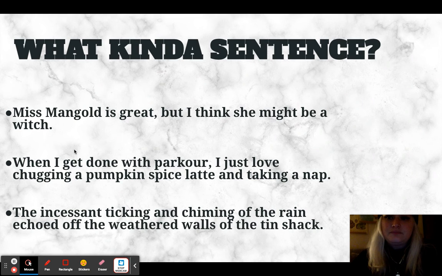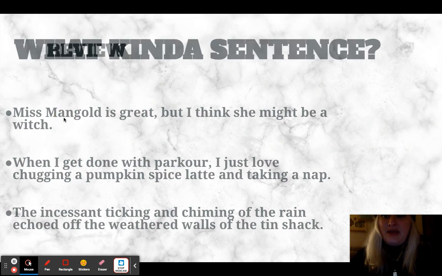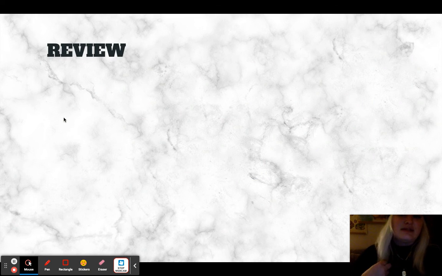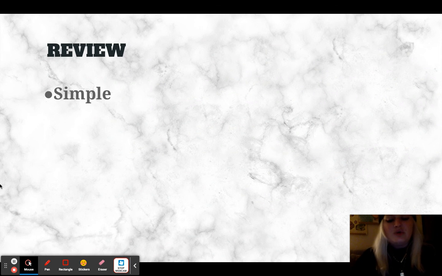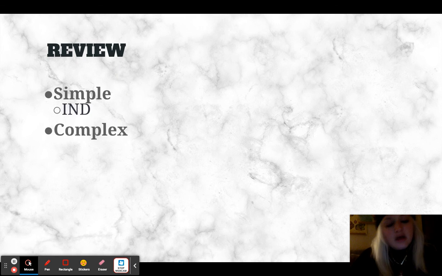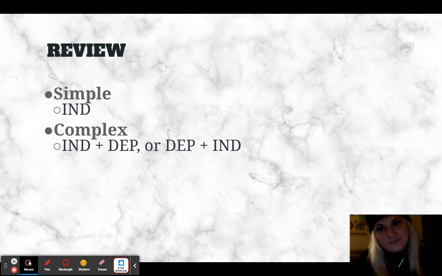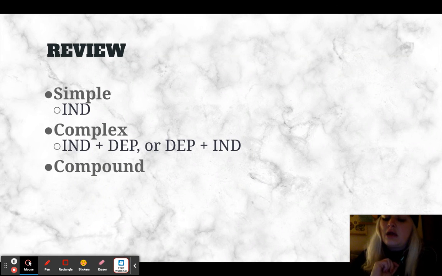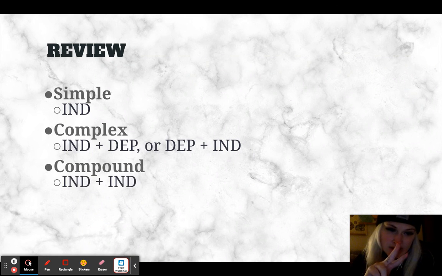So, we have compound, complex, and simple. Just to review, we talked about simple sentences, one independent clause and nothing else. Complex sentences, independent and dependent clauses mixed in together, and compound, two independent clauses or more hooked together.